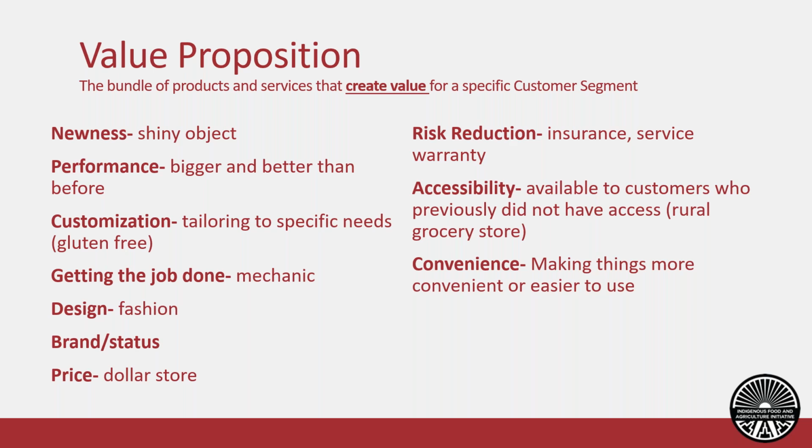Risk reduction, that's how insurance companies provide value to their customers. Accessibility, making something available that previously people didn't have access to. This is like a rural grocery store, or bringing things out into rural areas. And then convenience. This is what we're seeing all across the board in food in America, is people want the most convenient food and are willing to pay more for this added convenience. So you can create a mix and match of these different ideas in your value proposition, how you create value for your customer segment.